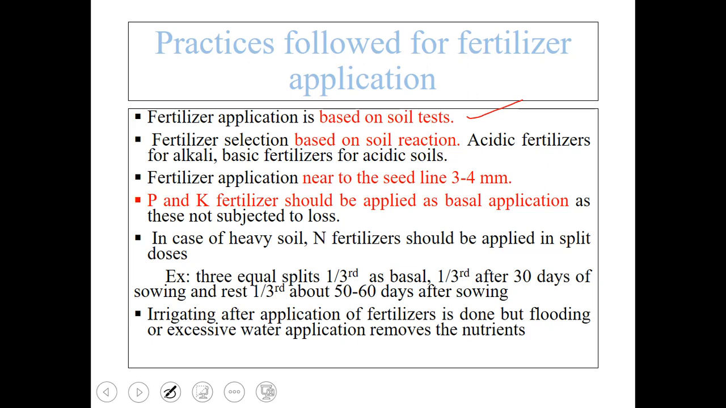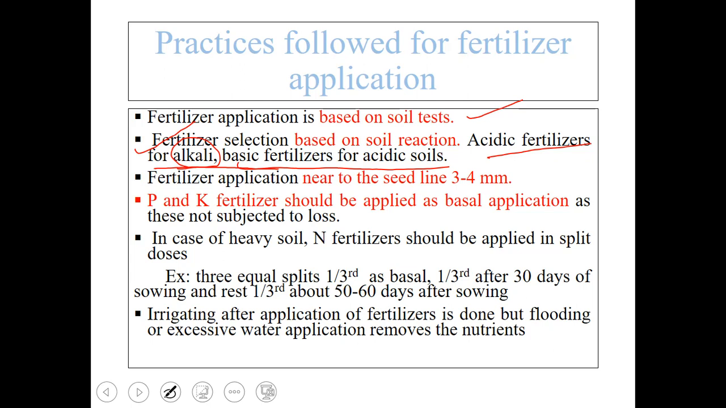Okay, as I have told you while calculating also, fertilizer application is based on soil testing. Soil testing means they evaluate the amount of nutrient present in the soil. Based on that, fertilizer recommendations will be given, and fertilizer application will be taken up on that basis only. And fertilizer selection is based on the soil reaction. Here soil reaction means the pH of the soil. Okay, acidic fertilizers are required for alkali soils, alkali or basic soils, and basic fertilizers are required for acidic soil.